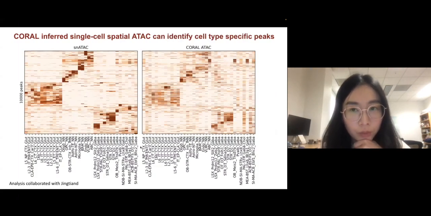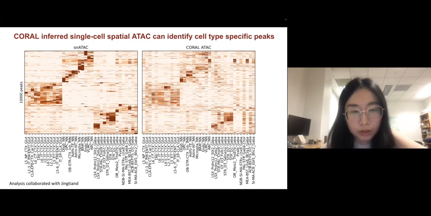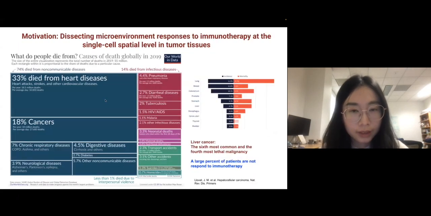Besides that, we also have a comparison of the differential peaks using the SnapATAC tool, and we see that the CORAL inferred data is able to give comparable results with the single cell ATAC. Which means that we are probably able to achieve a single cell version of the ATAC.